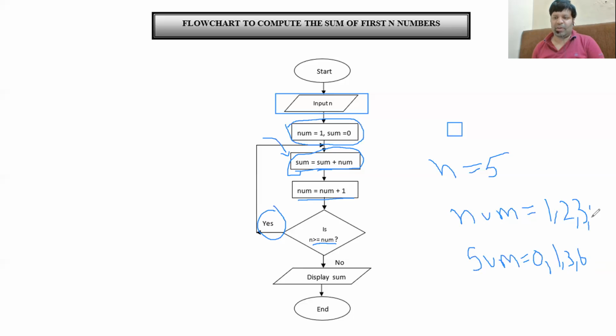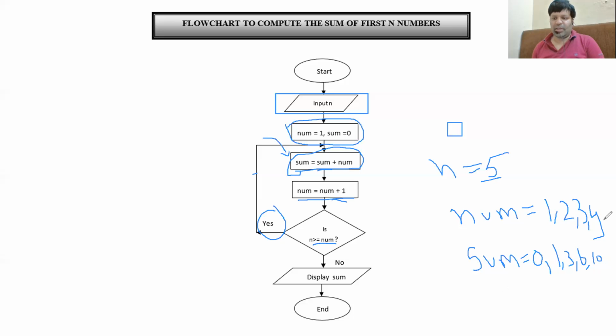And increment the value of num, which equals 4 right here. Again, check if the value of n, that is 5, is greater than or equal to 4. The answer is yes. We will again follow this particular path and then again increment the value. Sum becomes 6 plus 4, which is equal to 10.